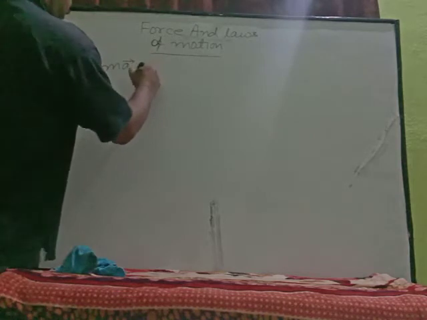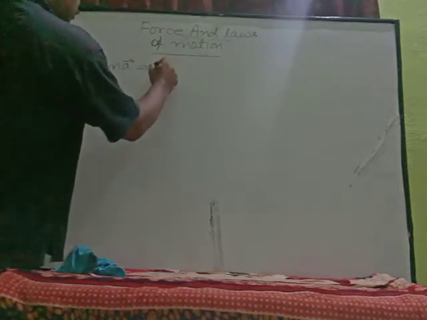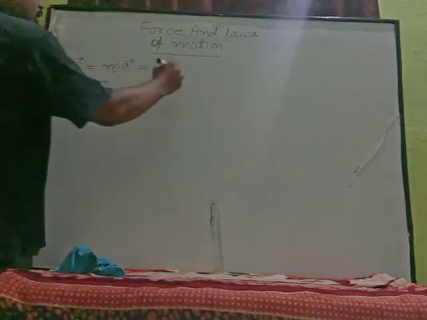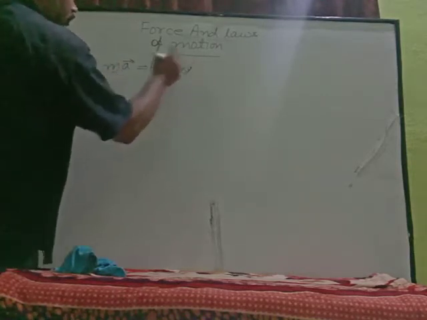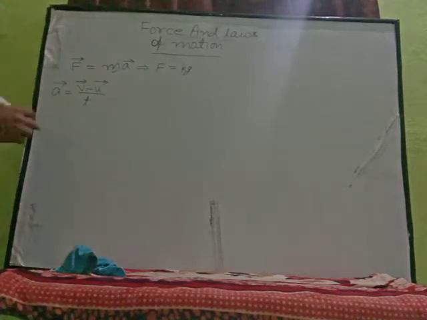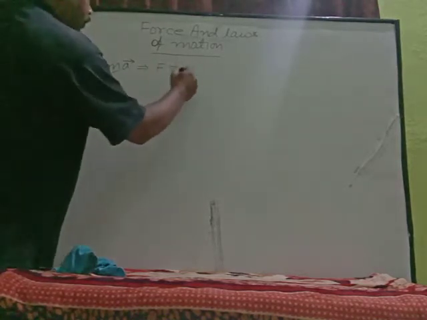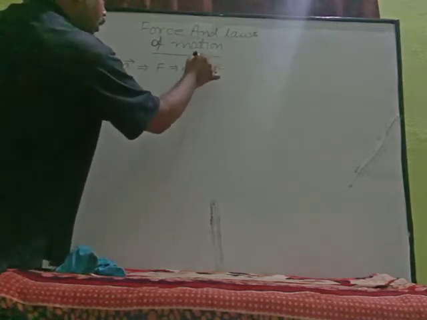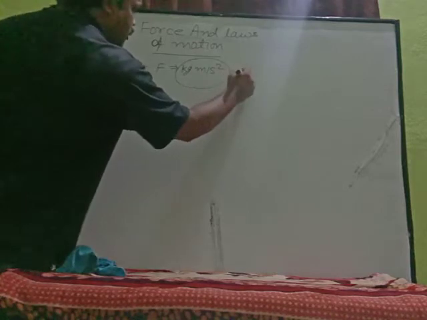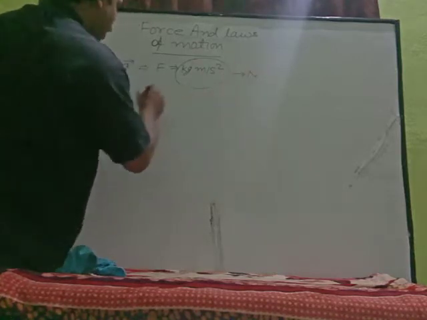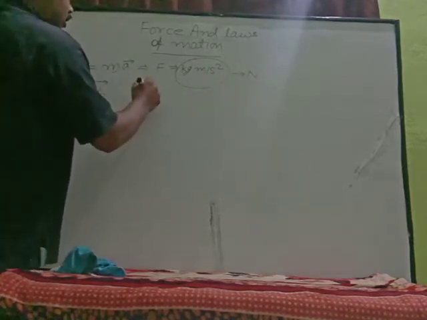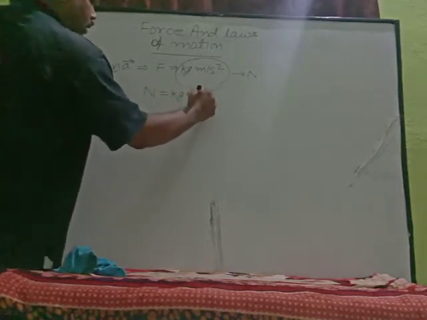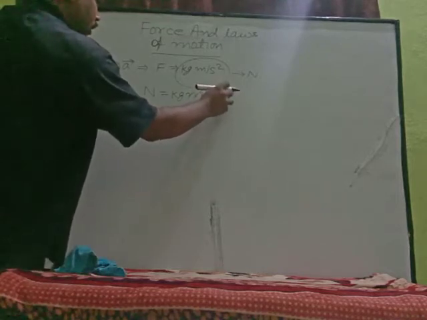So let us see the SI unit of force. The SI unit of mass is kilogram and the SI unit of acceleration is meter per second square. So commonly it is known as Newton. Means to say that Newton is equal to kilogram meter per second square. Clear?